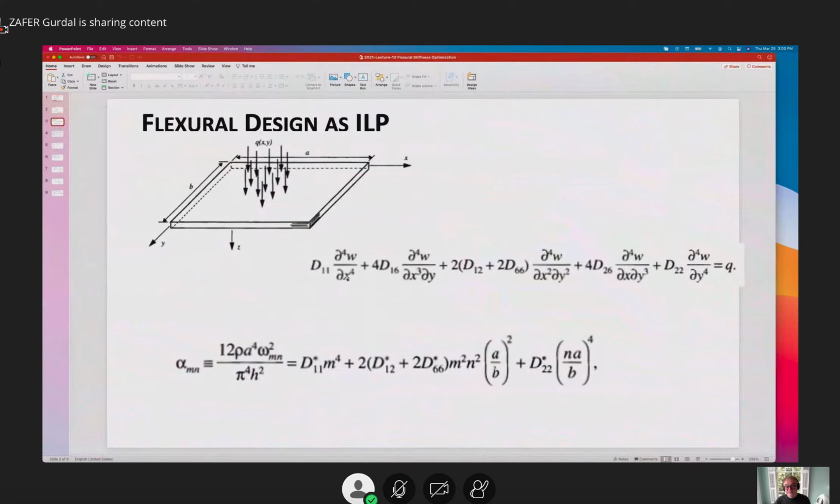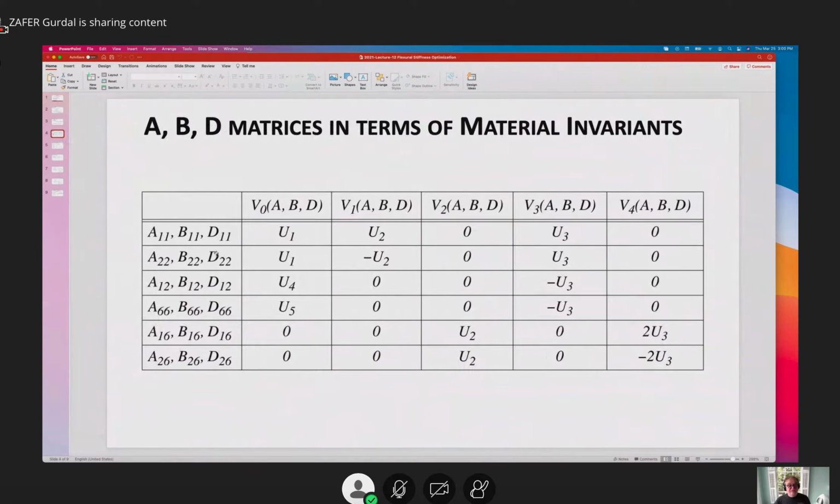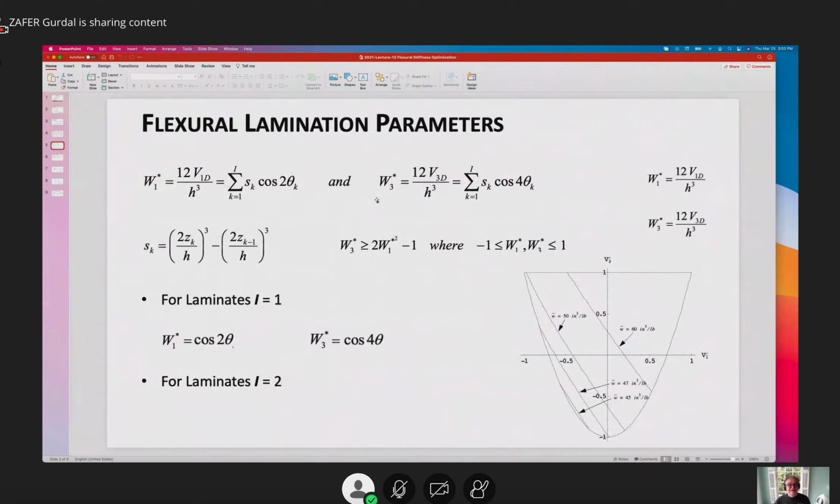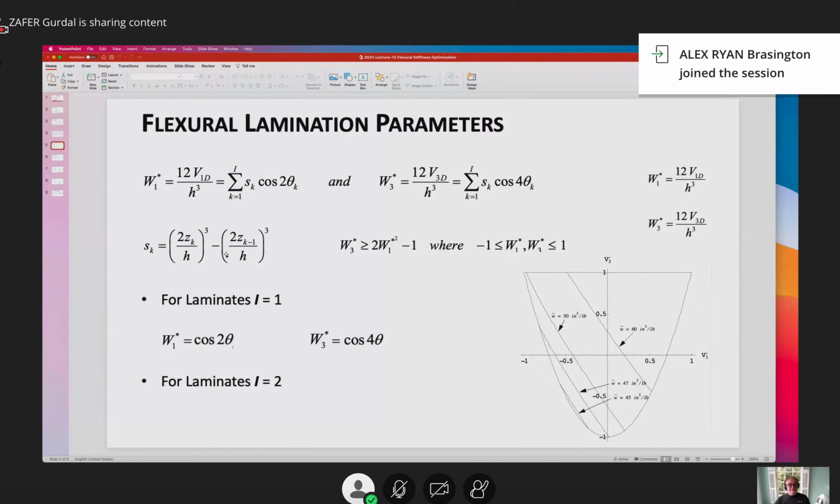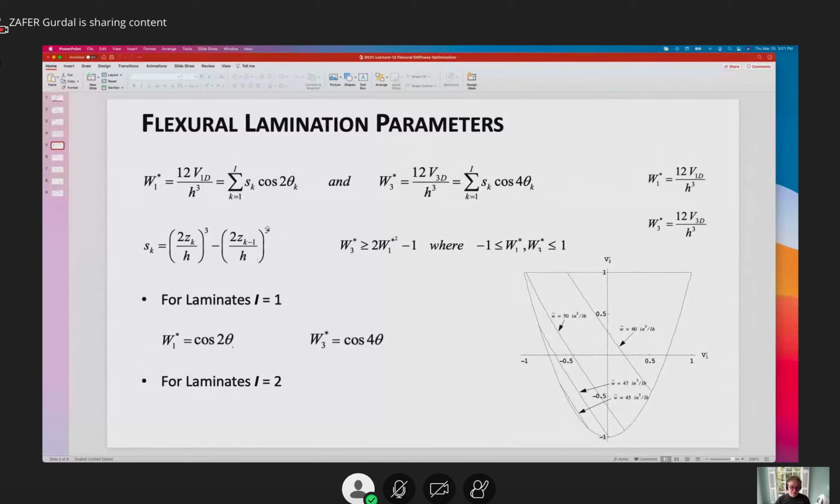We said we could attack problems like the buckling, bending, and vibration problems, which are all expressed in terms of the D11, D16, D26, and D66 terms. And then we write the D11 through D66 in terms of V0D, V1D, V2D, V3D, and V4D. And if we do that and normalize the V1Ds and V3Ds for balanced laminates, you get nice expression for W1 star, which will be the summation of SK cosine 2K, where SK is a complicated expression, but not a horribly difficult one. It just has Z cube minus ZK minus 1 cube type of terms, where ZK is the coordinates to the interface of different layers.